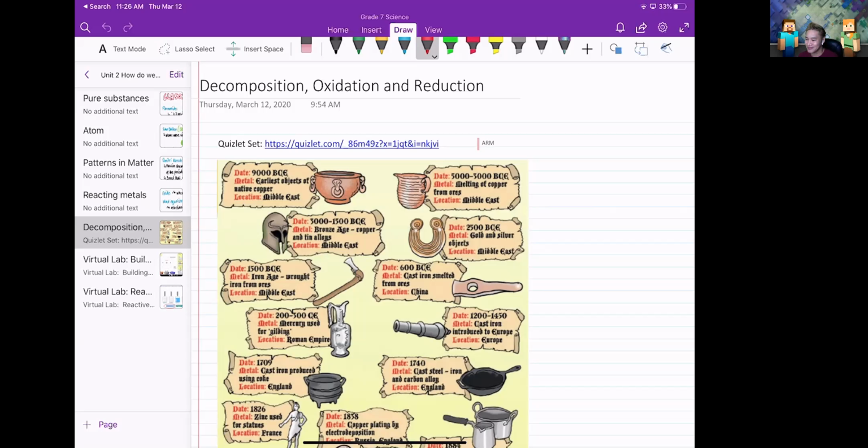Reduction means gain of electrons. So once a compound or molecule gains electrons, it is called a reduction reaction.